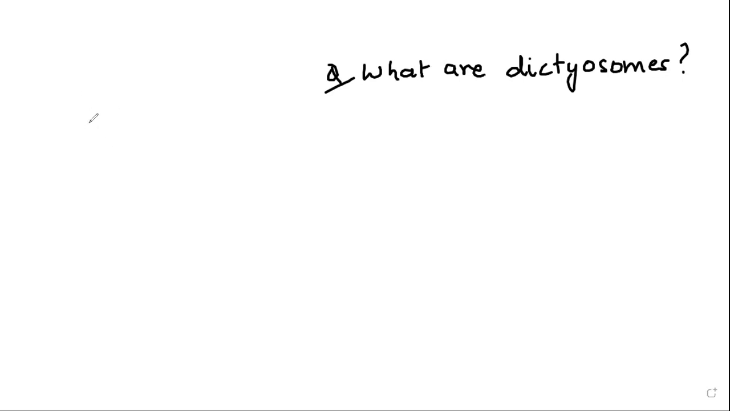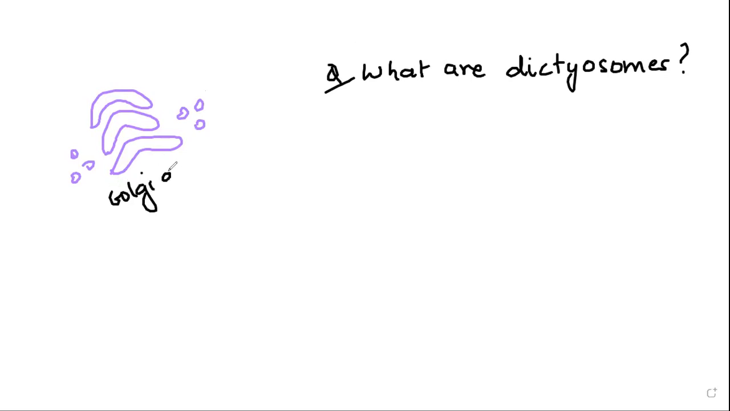So basically, if you remember, there is this structure inside the cell, right? Can you tell me what this is? What have I drawn? Is Golgi apparatus. Golgi apparatus. Yes, Golgi, correct. Good. So this is our Golgi apparatus, right?